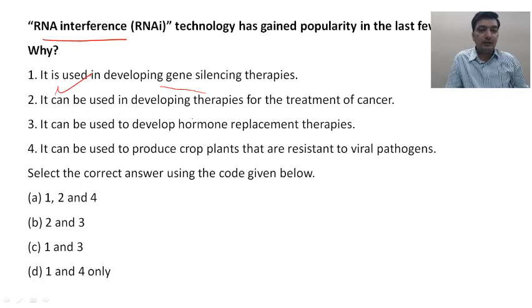And it can be used in developing therapies for the treatment of cancer. I know this is a little bit of a stretch, but we have to understand that yes, in case of cancers, some genes are overexpressed. So it is very important that if you use RNA interference technology, you can stop those overexpressed genes. We refer to them as oncogenes. Yes, it is really useful in treatments of cancer.